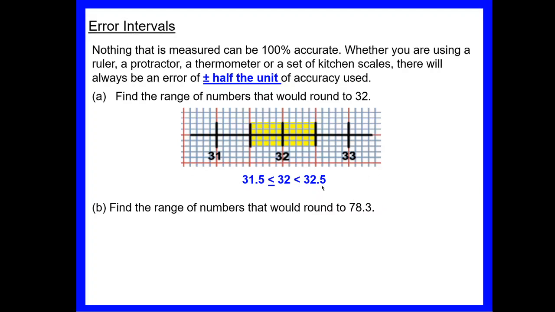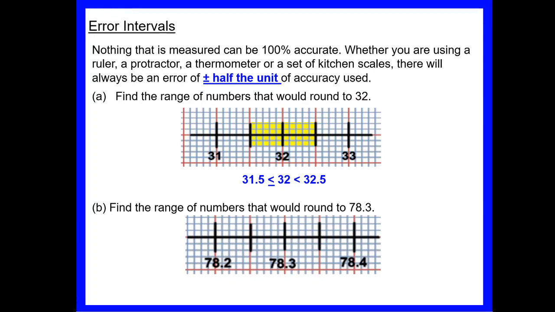You will always see each of these values has a 5 at the end of it. Let's have a look at how that would work for this one, 78.3. So again, we'll use a little chart to describe it. So I've got 78.3 here. That's been rounded to 1 decimal place. So the next number up will be 78.4. The next number down will be 78.2.